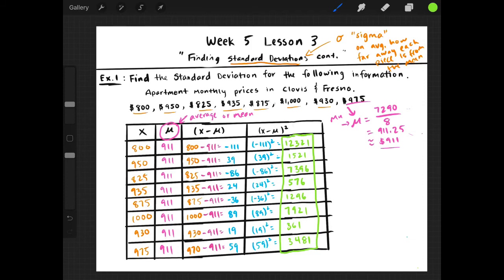So that's 12321 plus 1521 plus 7396 plus 576 plus 1296, 7921, 361, 3481. So all of them added up.